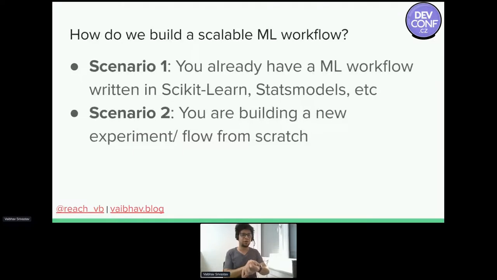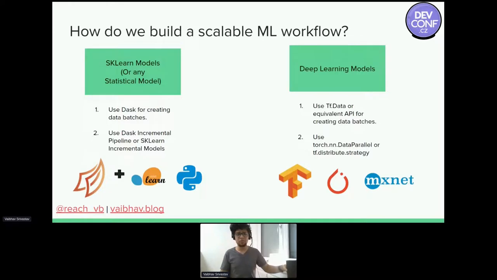So now we get to the point of how we actually build these scalable machine learning workflows. There's the first scenario, wherein you have some sort of legacy code base, with a machine learning workflow written in scikit-learn, statsmodels, or something like that. And the second one would be wherein you're creating a new experiment from scratch. In the first case, with the scikit-learn one, the more acceptable approach right now would be to use something like Dask to create data batches, and then you use incremental pipelines provided by Dask to train your model on these smaller batches.